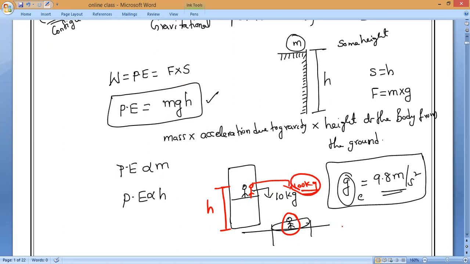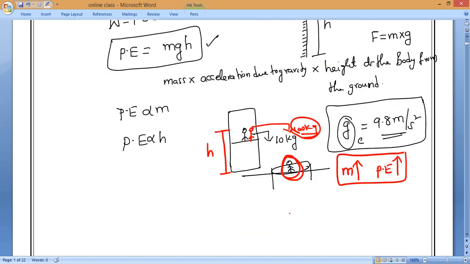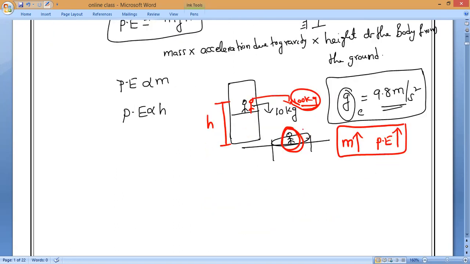100 kg. Because if mass increases, then what will increase? Potential energy. The energy possessed by the body also increases. So this person will be injured very badly when he is hit with the 100 kg from the same first floor.